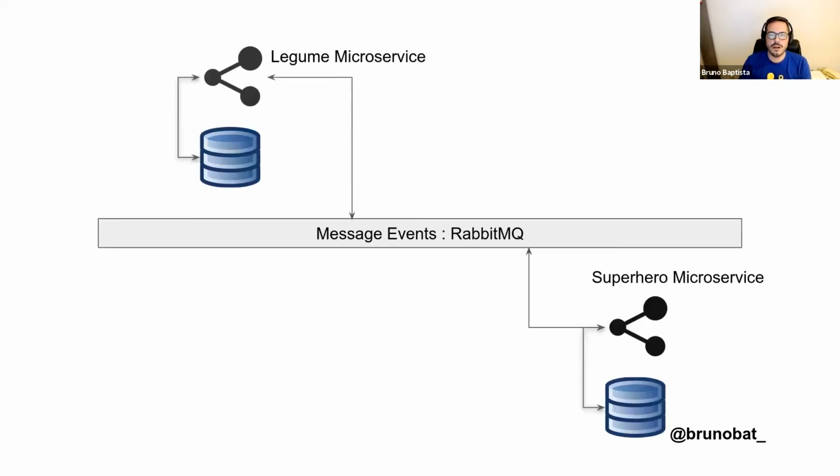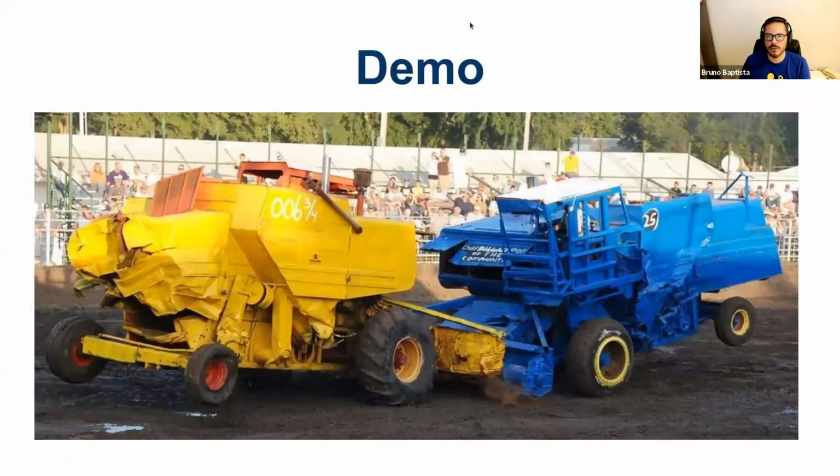Okay, so now we have a demo, and we will show you two services. So the legume service will receive a REST call with a new legume, and will send that legume through RabbitMQ, and the superhero service will transform the legume into a superhero, and store it on a database. For the database, we are using Postgres, and we will show everything later on Grafana. So let's go to the demo.